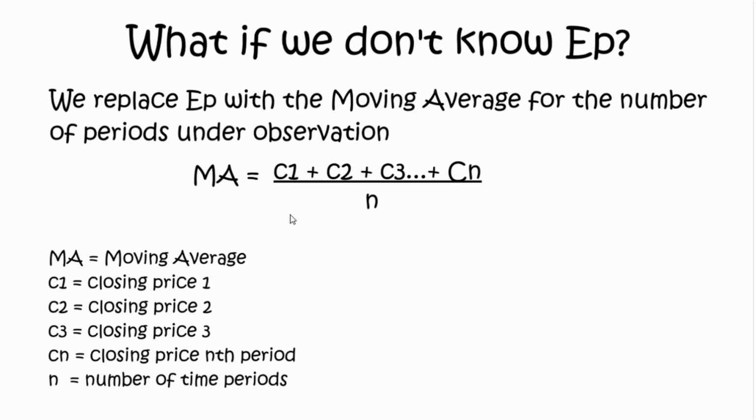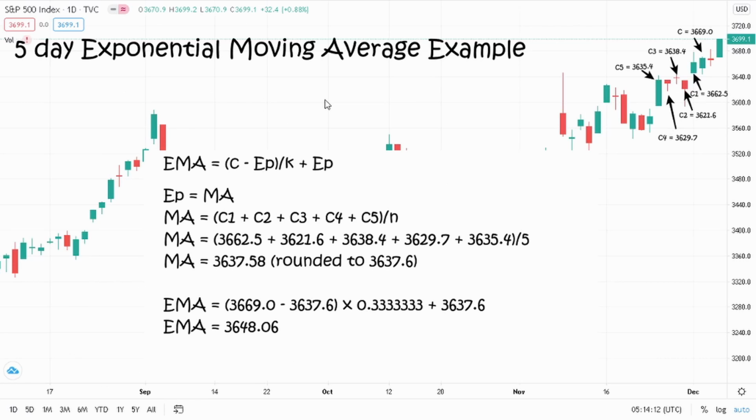For those who don't know what a moving average is, I will add a link in the description for my video explaining the moving average, but a quick overview. Basically, with the moving average, you're adding the closing prices for the number of time periods that you're looking at. You're adding them together, then you're dividing it by the number of time periods that you're choosing to observe. So let's see an example for this.